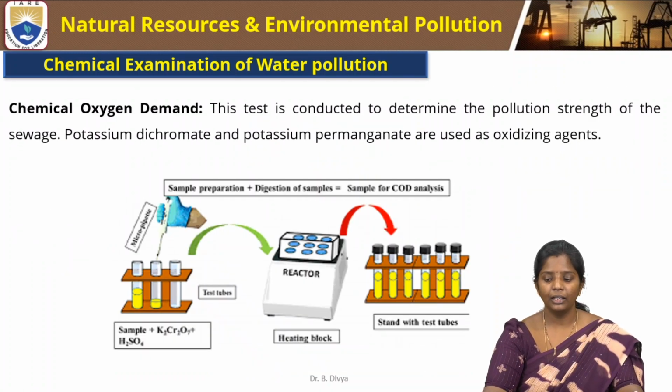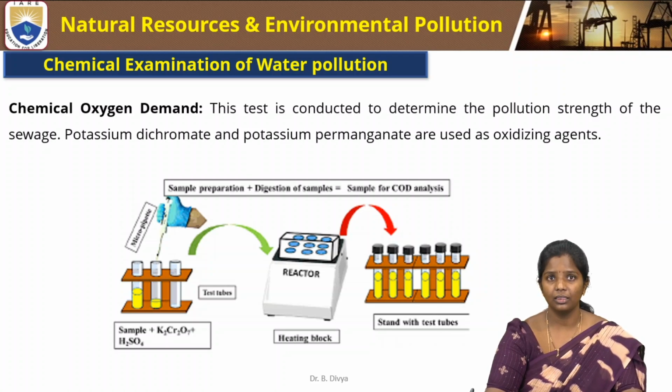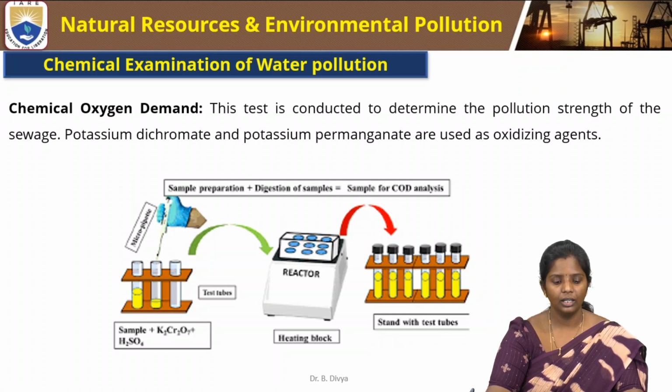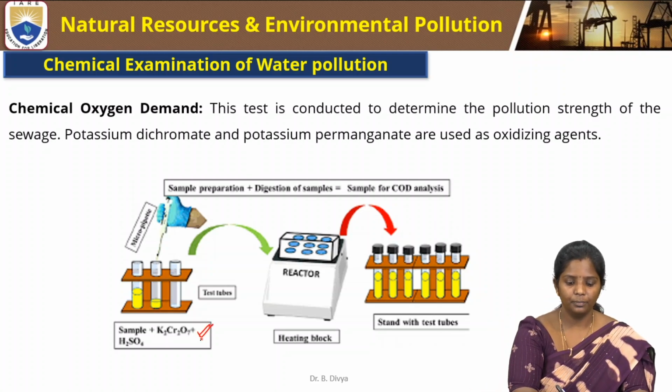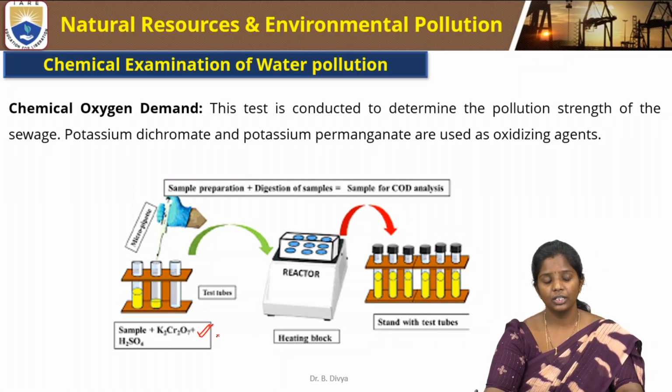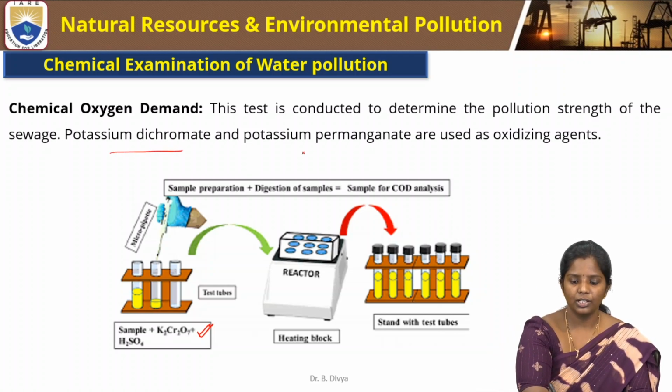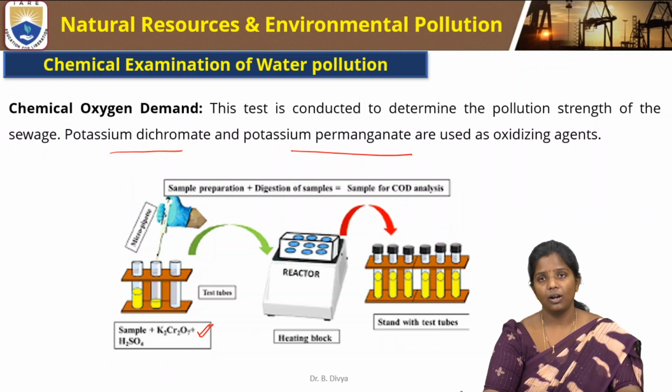Next is the chemical oxygen demand. This test is conducted to determine the pollution strength of the sewage. The sewage water is taken, then potassium dichromate solution is added so that an oxidation-reduction reaction takes place, wherein potassium dichromate and potassium permanganate act as oxidizing agents.